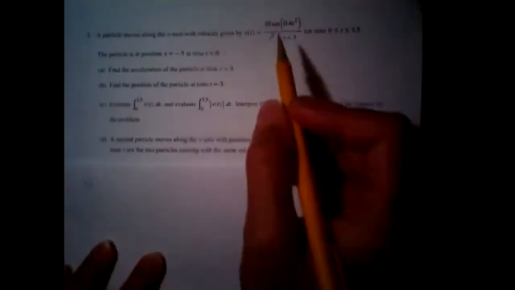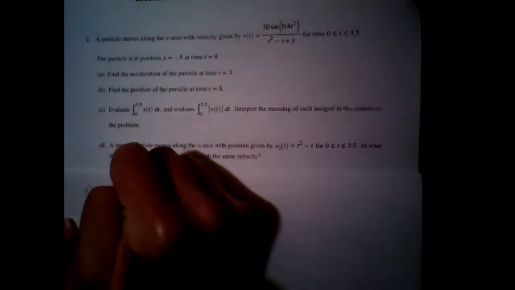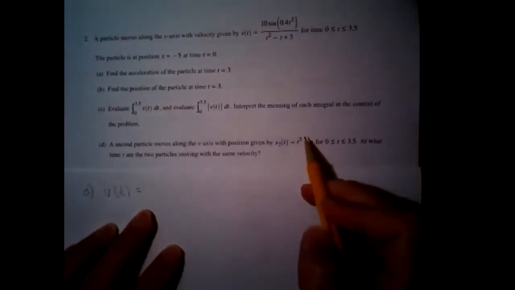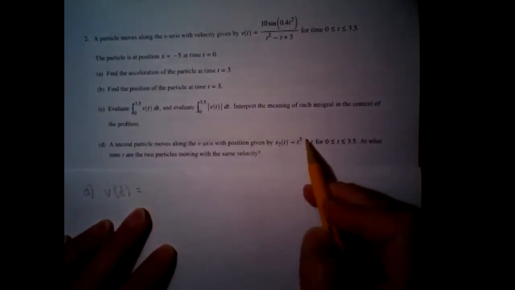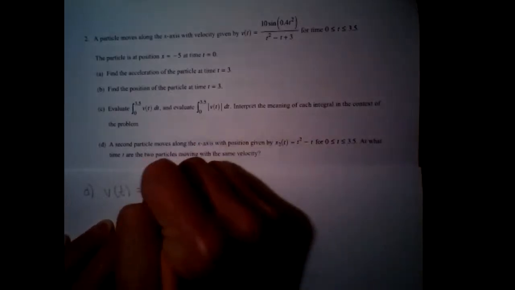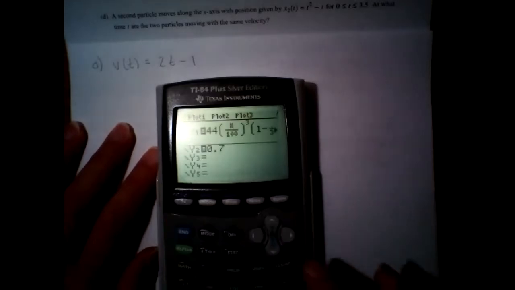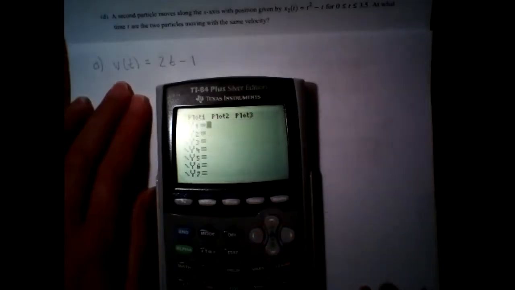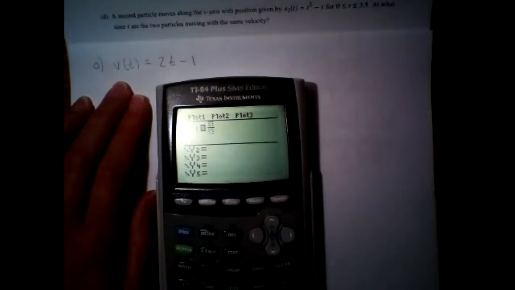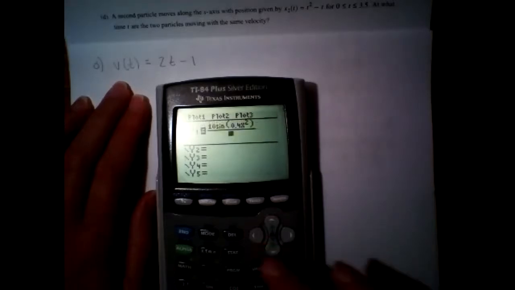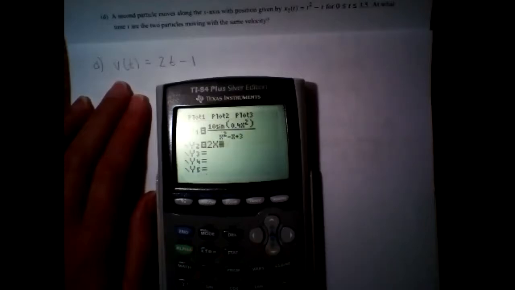All right, so we want to set the velocities equal. So we want to have this velocity, v of t, equal to this velocity. And to get from position to velocity, you need to do a derivative. So this derivative would be 2t minus 1. And so what we're going to do is put this into y1, this into y2, and calculate the intersection. So I'm clearing all this out. That velocity is getting put into y1, and then 2x minus 1 gets put into y2.